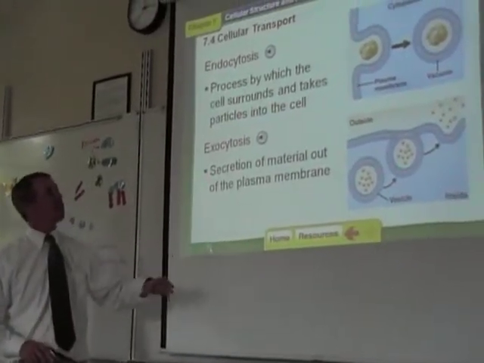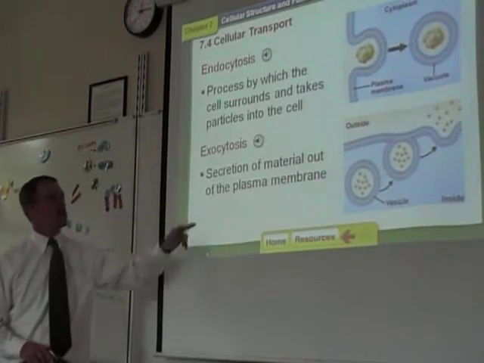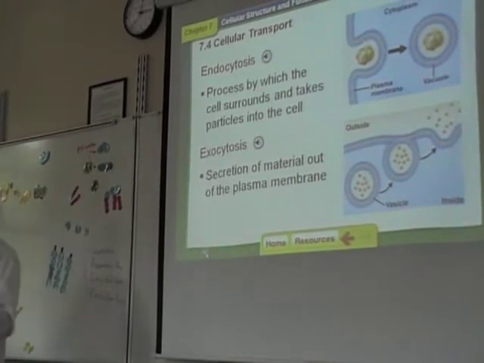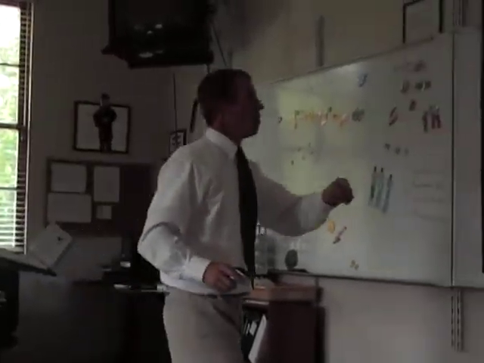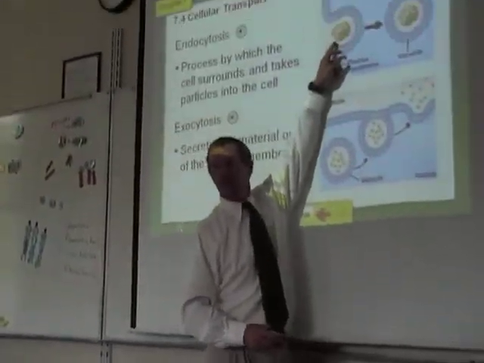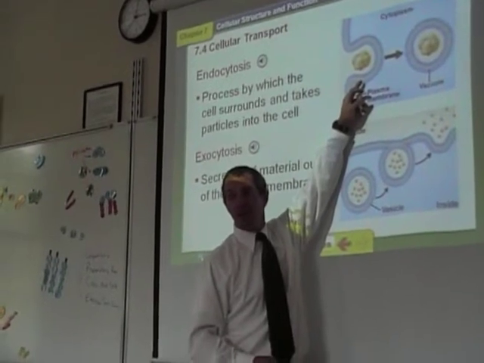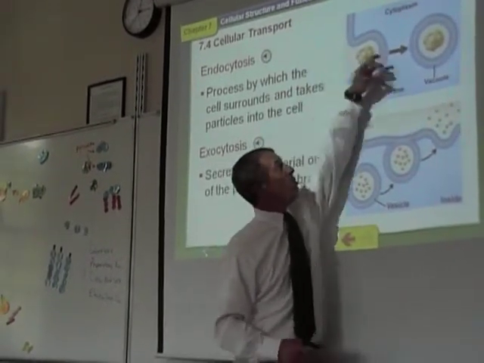The last thing the book talks about is endocytosis and exocytosis. That's where big vesicles form and where stuff is pulled into a cell.